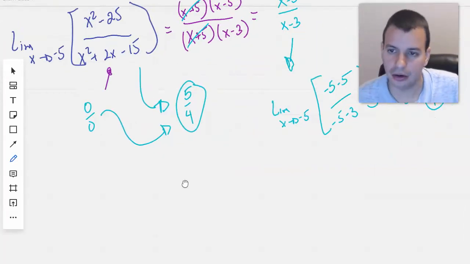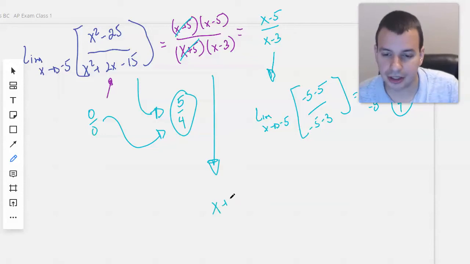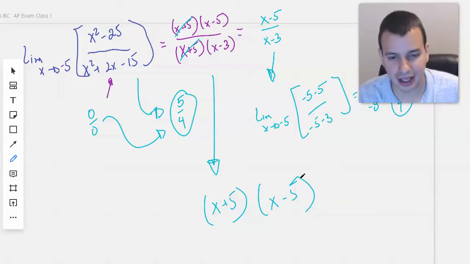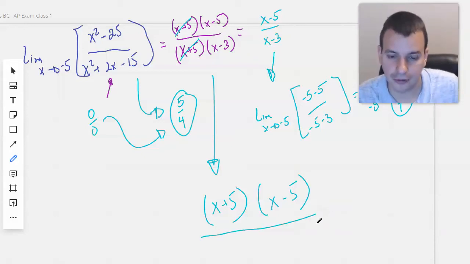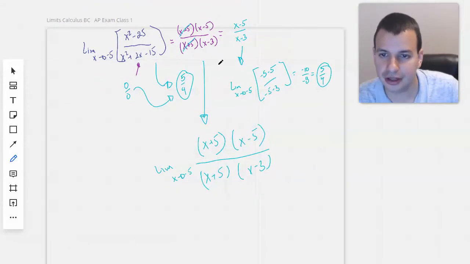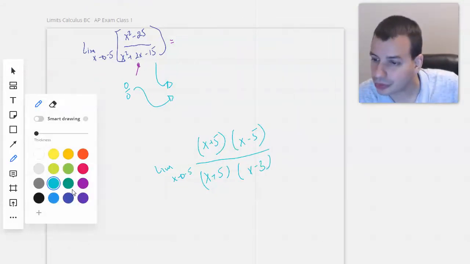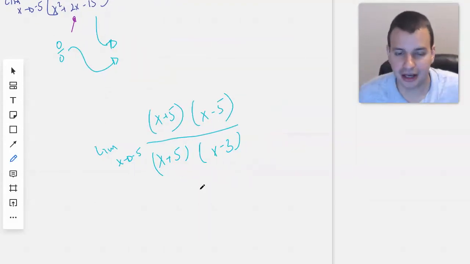So we go back to our equation here. So we have x plus 5, x minus 5, and I can do better parentheses there. There we go. All over x plus 5. Nope. There we go. x minus 3. And we're doing the limit as x approaches negative 5. Oh, clean up the board briefly. Get rid of some of that. We can't actually plug in negative 5.